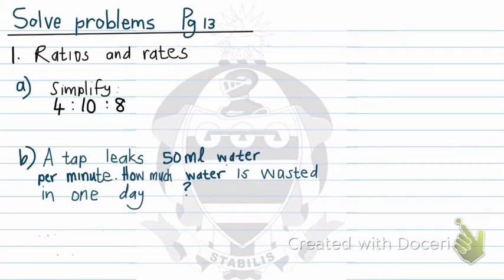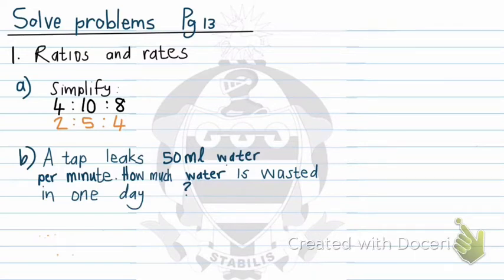Okay, so let's look at the examples here. Question A, they ask us to simplify that. Now there's no word sum here, but all of them are the same type, so this is an example of a ratio. To write that ratio in its simplest form, I have to find something that will divide into all three of those numbers. I hope you agree with me that that is the number 2. So 4 divided by 2 is 2, 10 divided by 2 is 5, and 8 divided by 2 is 4. Now this is in its simplest form. There's nothing else that can divide into 2, 5, and 4 without a remainder.